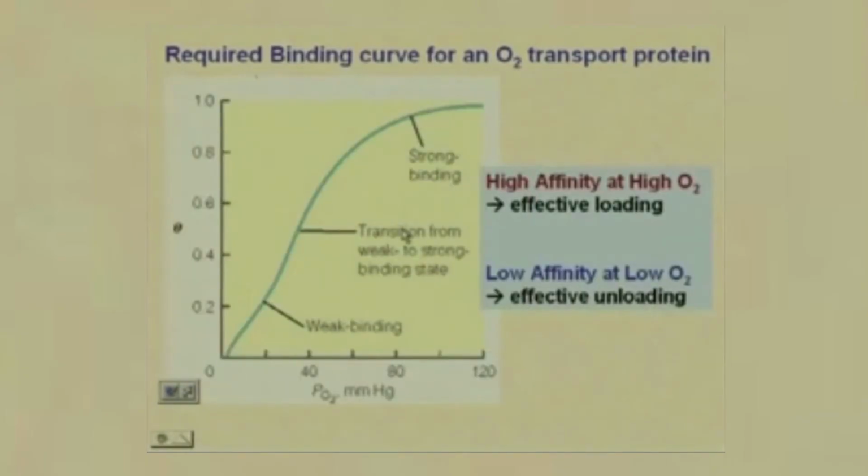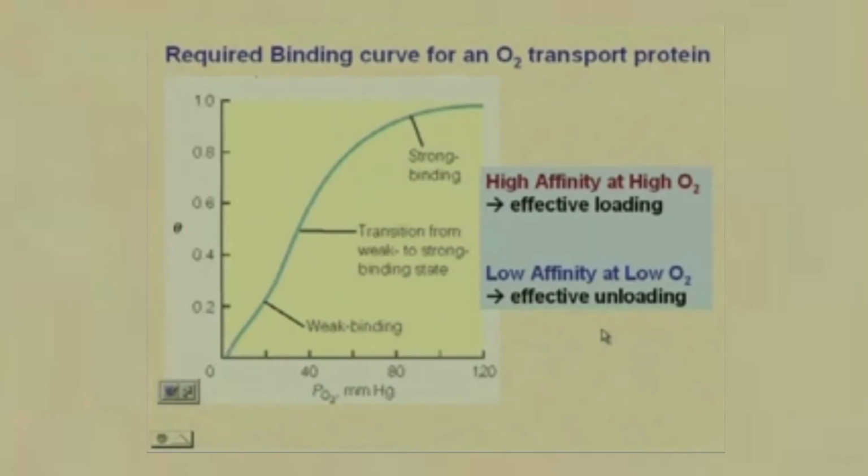Now, what do we have here? We have a transition from a weak binding state to a strong binding state. This is the curve for hemoglobin, where the rise is in a sigmoid fashion. We have high affinity at high oxygen partial pressure, which means effective binding. At low oxygen levels we have low affinity, which means it is effective in unloading the oxygen.